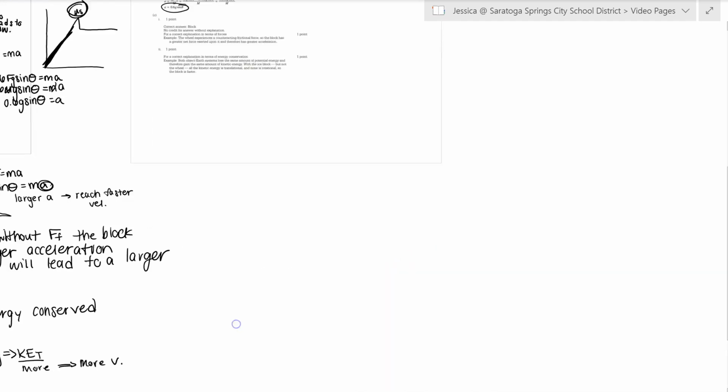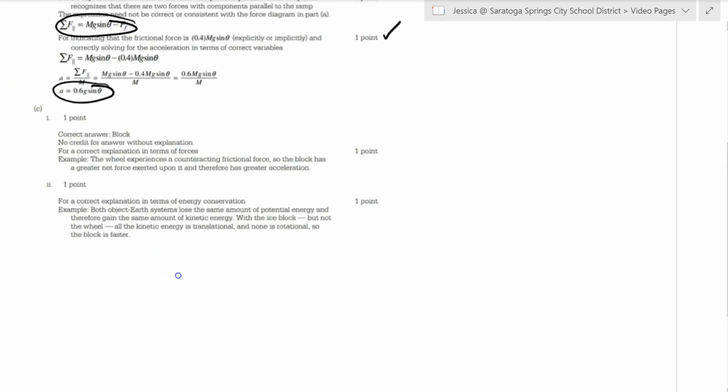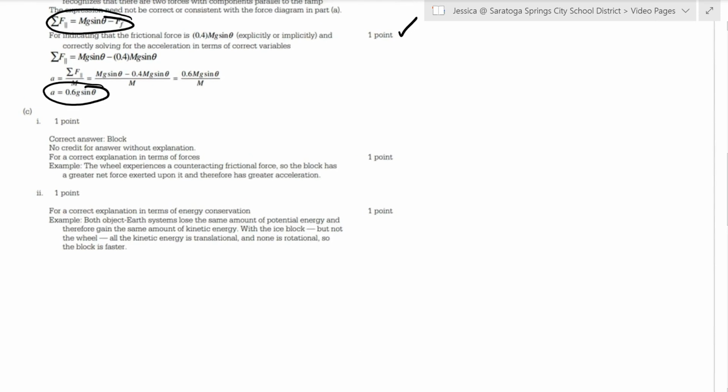Okay, so let's check my points and make sure I got all my points. How fun. Both of those explanations were only worth one point. So I get a point for a correct explanation in terms of forces. For example, the wheel experiences a counteracting friction force, so the block has a greater net force exerted and therefore greater acceleration. I said basically exactly that.